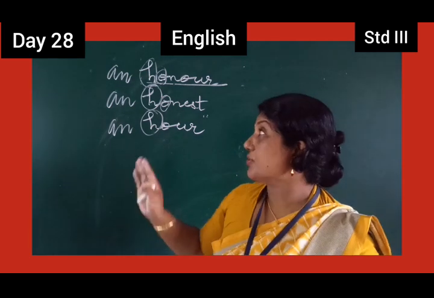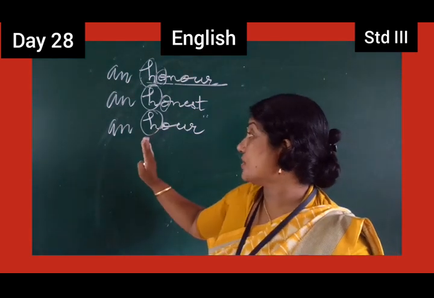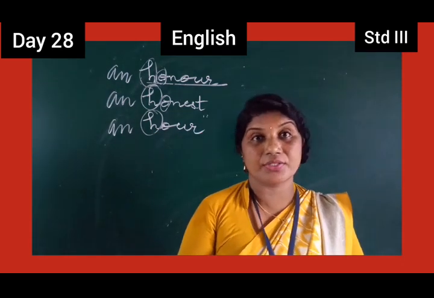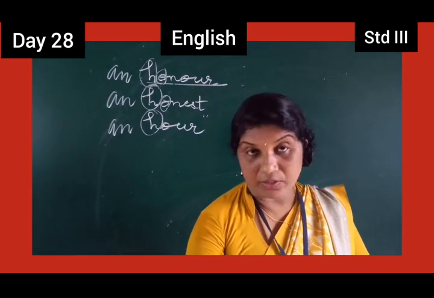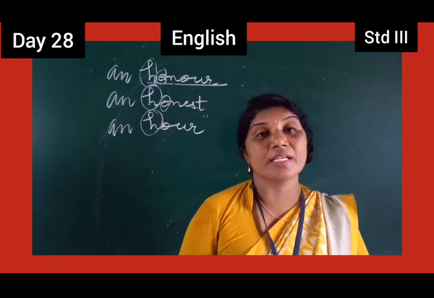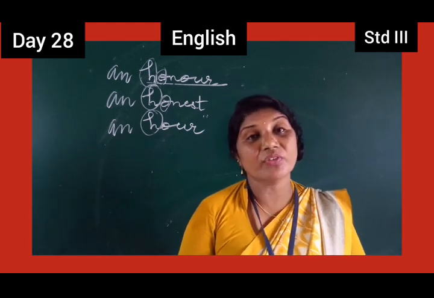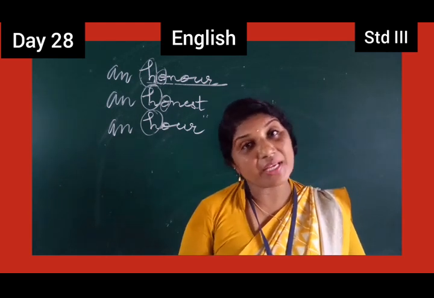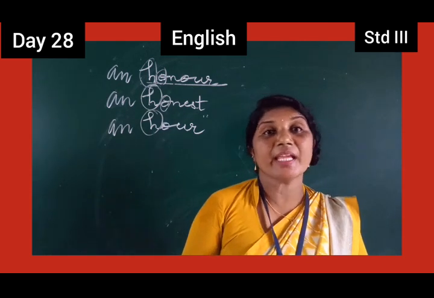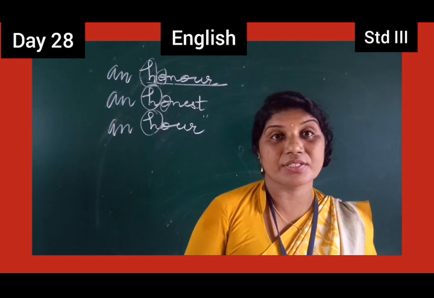Then we use an in front of the word beginning with vowels, and we use a in front of the word beginning with consonants. Have you understood? Okay, children. What are articles? A, an and the. These are articles. We use a in front of the word beginning with consonants. We use an in front of the word beginning with vowels. A, E, I, O, U. These are vowels. Rest of the letters are called consonants. Okay, children?